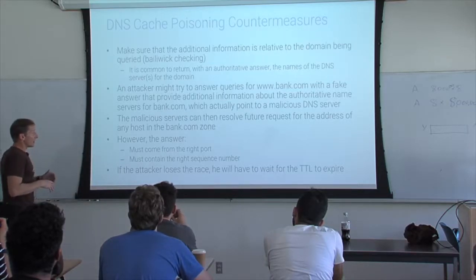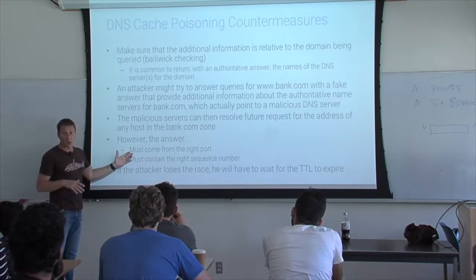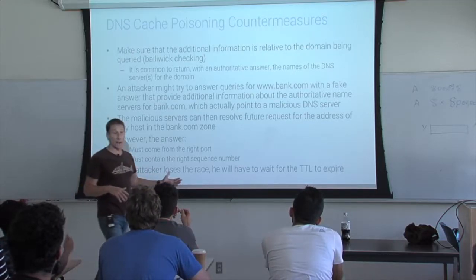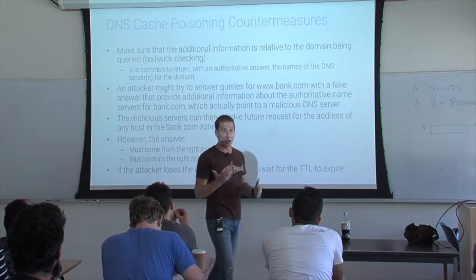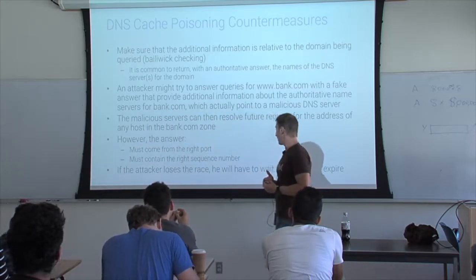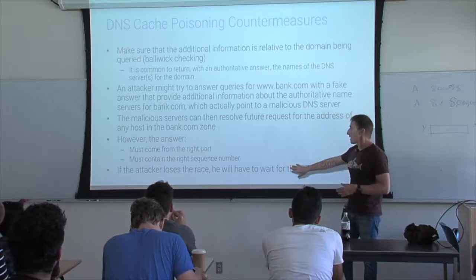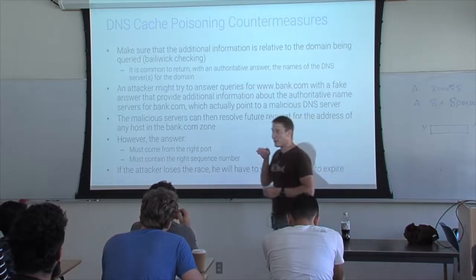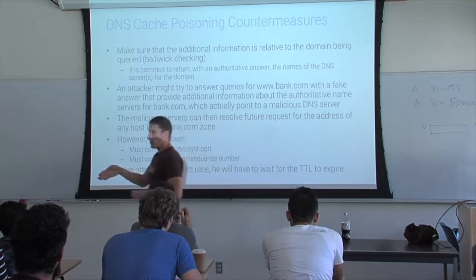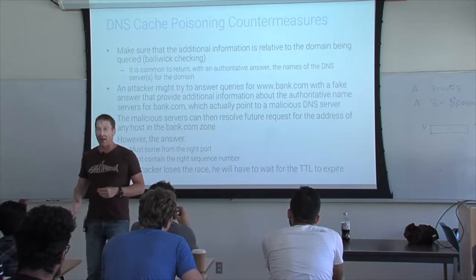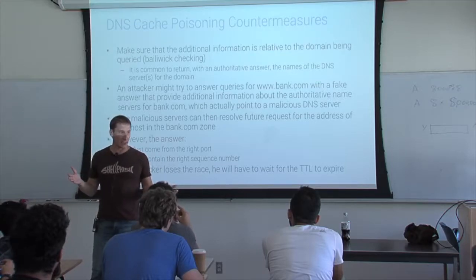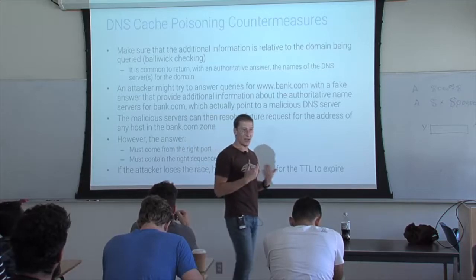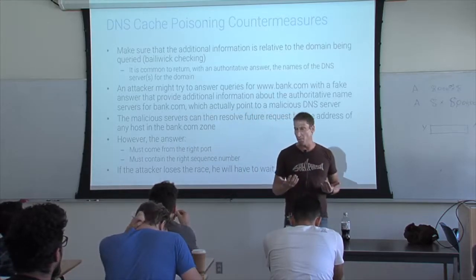Of course, in order to do this, you have to guess the right sequence number. That's why sequence numbers are randomized, so you cannot do this little trick, okay? And of course, also, if the attacker loses the race, so you're not able to give the right answer with the right sequence number, then the correct result is cached, and you have to wait until a new request is done. So this is not an attack that is very easy to do, okay?